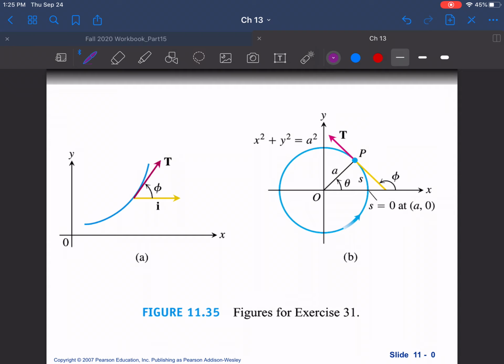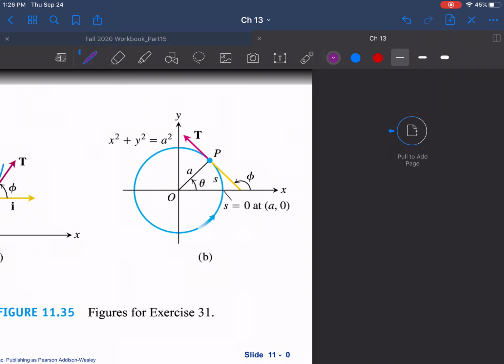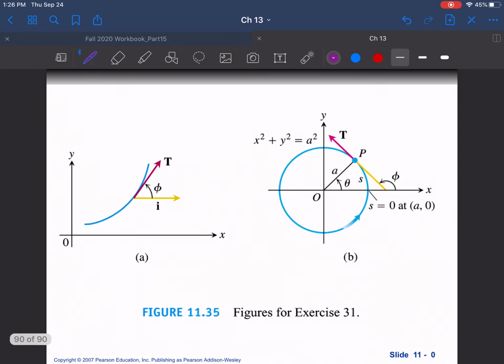Okay, here are just some pictures showing some more tangent vectors and things like that in these situations. But that's pretty much it for this section.